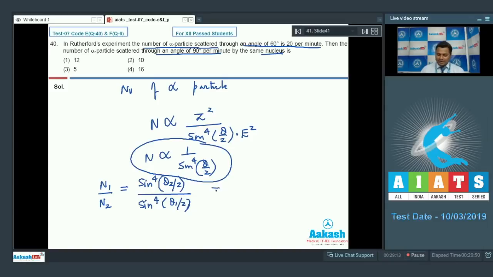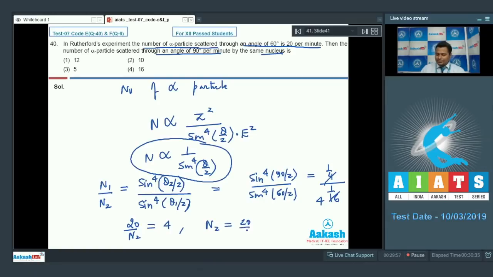Now putting the value of angle, theta 2 is 90 degree, so we will get sine to the power 4 of 90 by 2, divided by sine to the power 4 of 60 by 2. 90 by 2 is 45 and sine 45 is 1 upon root 2. If you make power 4, you will get 1 by 4, whole divided by 60 by 2, that is 30 degree. Sine 30 is 1 by 2, and if you do power 4 of 1 by 2, you get 1 by 16. N1 is given 20. So 20 upon N2 equals 16 by 4, which gets you 4 directly. So therefore N2 equals 20 by 4, that is 5. So the answer will be 5, and we will go with option number 3, which is absolutely correct.